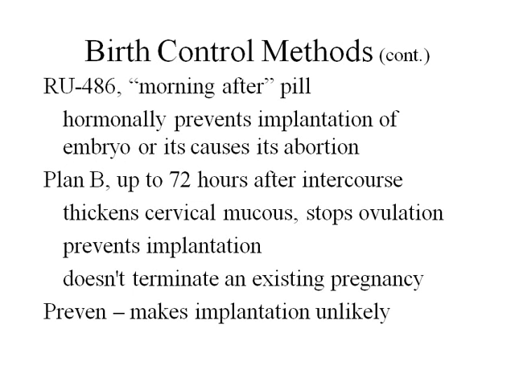RU-486, Plan B, and Preven are meant to be used in an emergency. The higher doses of hormones they contain make them unsuitable for regular use, as the risk of harmful side effects is higher.